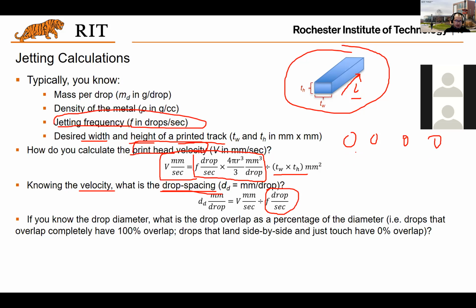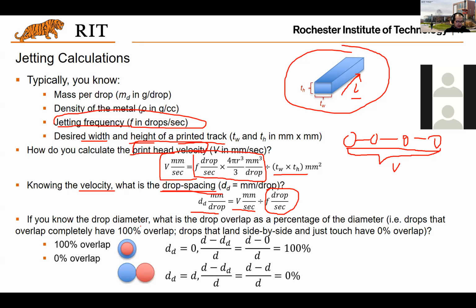And then you know in 1 second what is the distance it travels, which is the printing head velocity. So you know in 1 second the distance the printing head travels is v, and also in this distance there will be f droplets jet onto the printing platform. Then what's the distance in between these droplets? So basically you use this v over f, then you have the droplet spacing, right? That's how you come up with this droplet spacing.